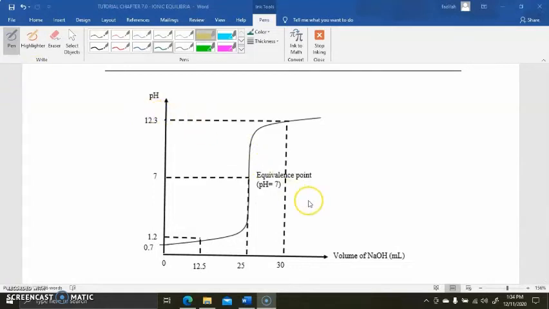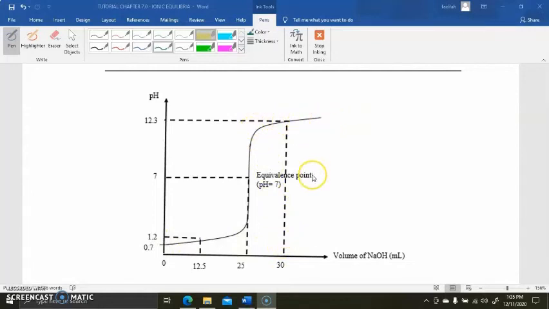Okay, so pH against volume of titrant, which is NaOH in ml. Okay, so ini volume of NaOH 0, pH dia 0.7. Okay, volume of NaOH at half equivalence point 12.5, pH value is 1.2. Okay, and then at equivalence point, volume of NaOH added is 25 and the pH is 7, which is inilah equivalence point. Okay, and after total 30 ml of NaOH added and the pH value adalah 12.3. So kita akan dapat S curve sebab kita start from the pH of the analyte, which is HCl, and then bila kita tambah NaOH, pH akan semakin tinggi.